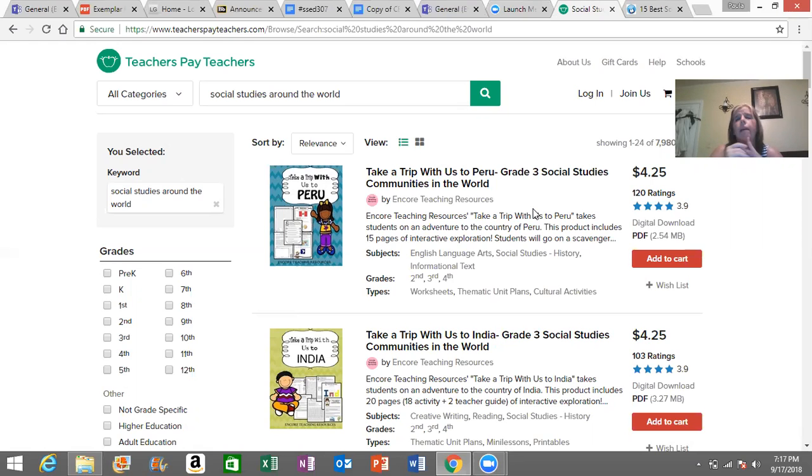Walking into her room, I could totally experience and see her love for social studies. The state of North Carolina, she had bulletin boards that were full of the state.